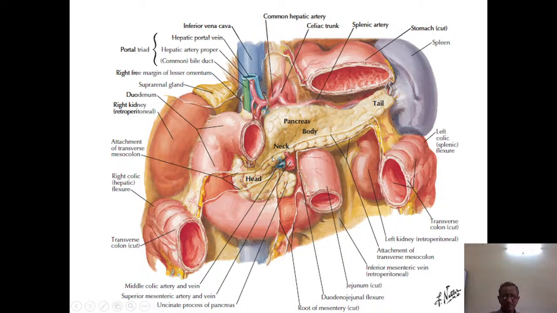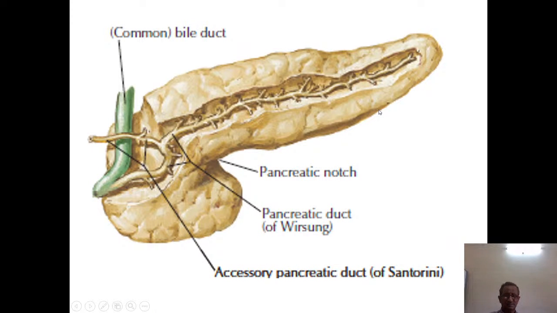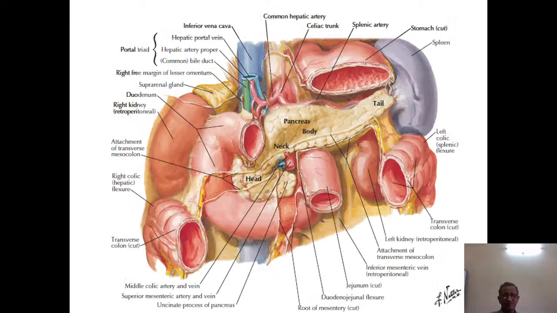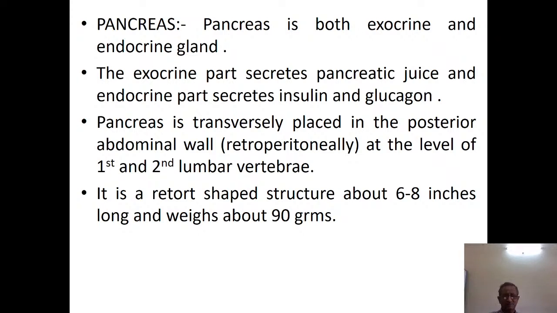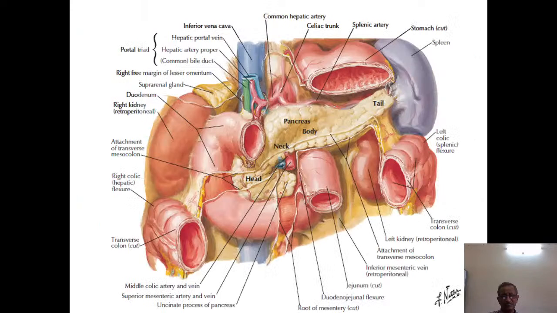This pancreas is situated in the C of the duodenum, and it extends from the right part of the abdomen to the left until it reaches the hilum of the spleen. The tail is present at the hilum of the spleen. So it's about 6 to 8 inches long and weighs about 90 grams.